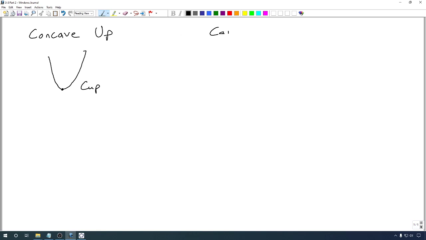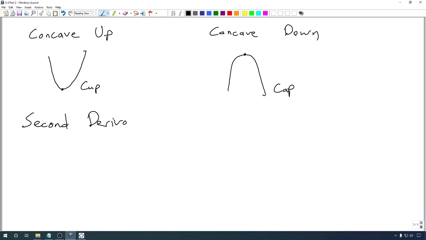For concave down, I was telling you we have a cap shape to it. And here, if we have a critical point, a place where the derivative is equal to 0, it's going to have to be a high point. And that's the idea that we want to turn into a test. Basically, we're going to have what we call the second derivative test, because we're going to be using the second derivative.